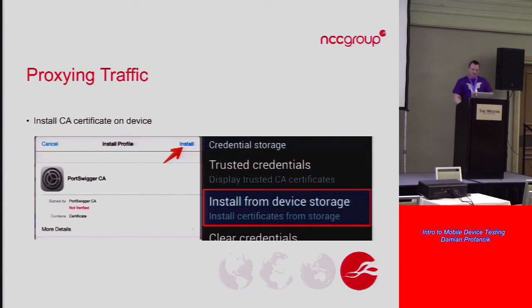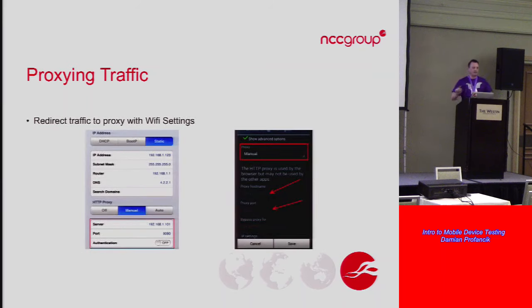The next step that's going to be the challenge is how do you get the traffic to Burp? There's several different methods. Some apps are more finicky than others, so you might have to try a couple different methods. The easiest way is just in your Wi-Fi settings. You can go in, set up your proxy, and redirect to your box that's running Burp or whatever your proxy of choice is. This works most of the time, and this is the easiest way. If this doesn't work, there's another method.